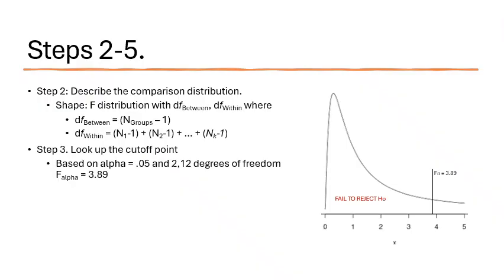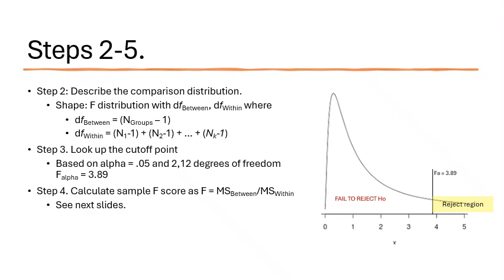In step 3, we're going to look up the cutoff point, and once again we will be using a tool similar to the same tool we used for t, but we'll have to enter these 2 degrees of freedom. And we're going to base it on alpha 0.05 and, as described earlier, 2 and 12 degrees of freedom. And we find out when we do that F alpha equals 3.89. So we mark it just like we've done before. That's about maybe where the 3.89 would go. And the region that's extreme, further into the tail, is the reject region. The fail to reject region is all the area that's beneath the cutoff point.